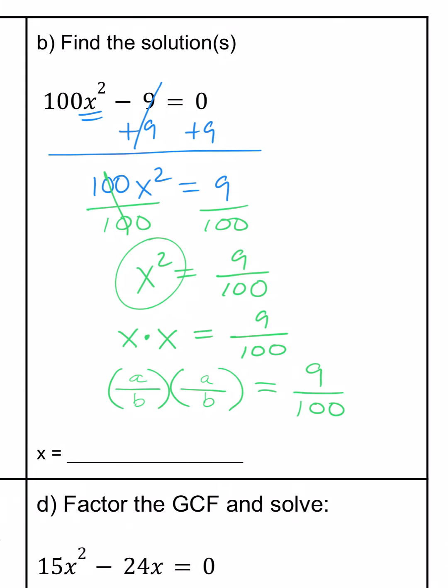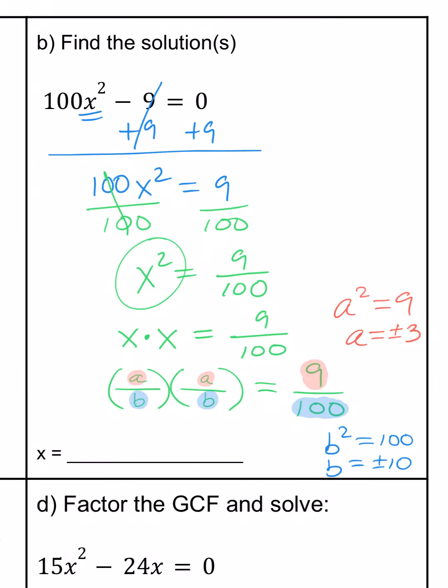In other terms, what you could say is this. A multiplied by a has to be 9, and b multiplied by b has to be 100. Well, if a times a equals 9, a squared equals 9, a could be plus or minus 3. If b times b equals 100, b squared equals 100. We know that b could be plus or minus 10.